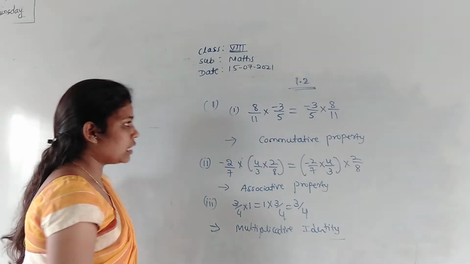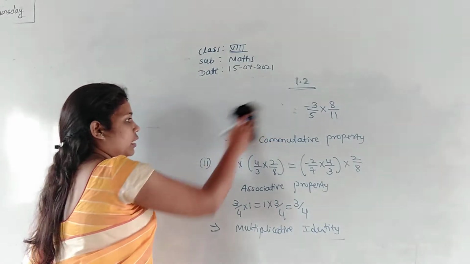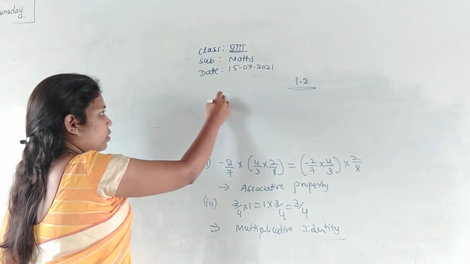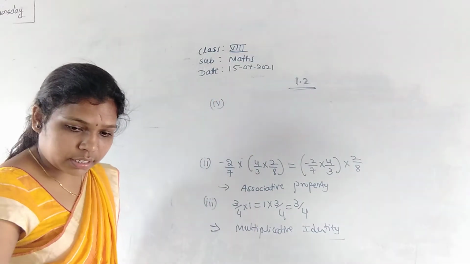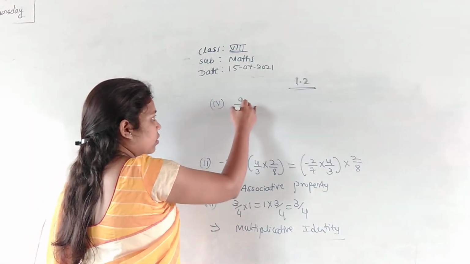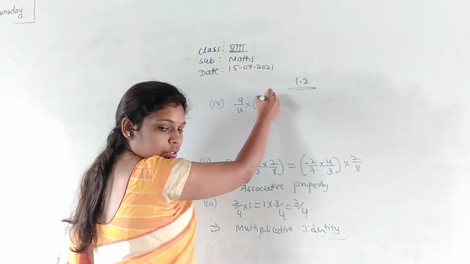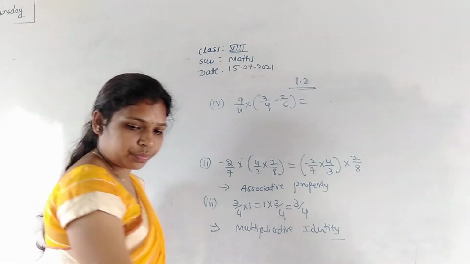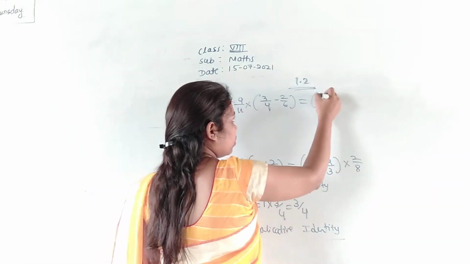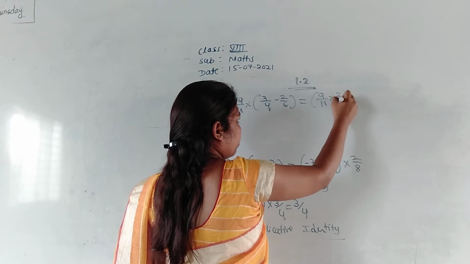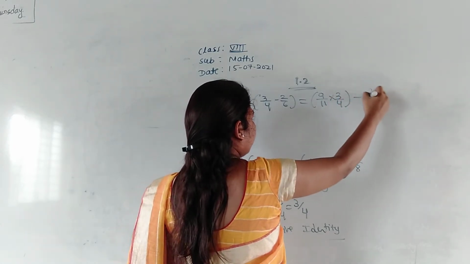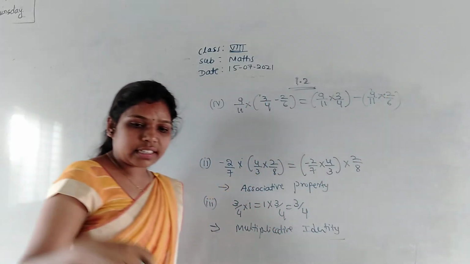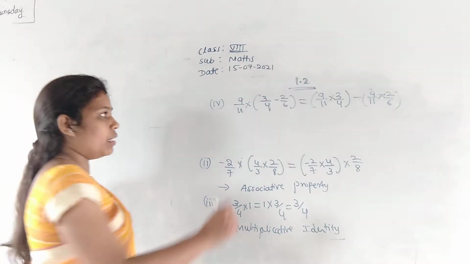And next one, the last, fourth one. What is the fourth one here? The fourth one is 9 by 11 into 3 by 4 minus 2 by 6 equals 9 by 11 into 3 by 4 minus 9 by 11 into 2 by 6. That is nothing but the distributive property of multiplication, right here.